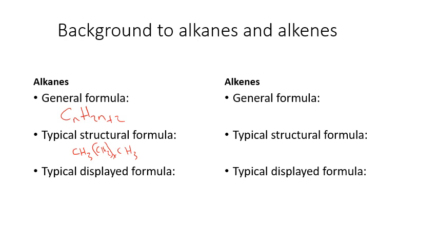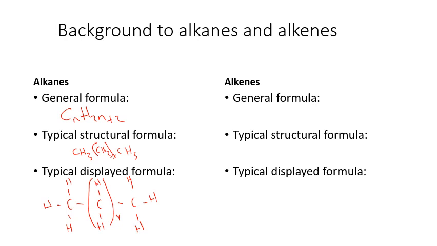A typical displayed formula would have exactly the same pattern, except of course we draw the actual bonds. So the one I've just drawn, for example, would look a bit like this. We could bracket that and put an X. And likewise, we have our CH3 at the end. So we could have any number of CH2 groups in the middle there, and it would still be an alkane. CH3 groups on either end, CH2 groups in the middle.